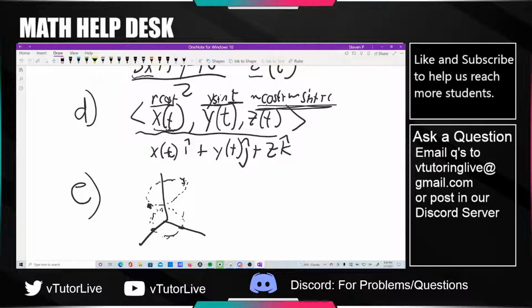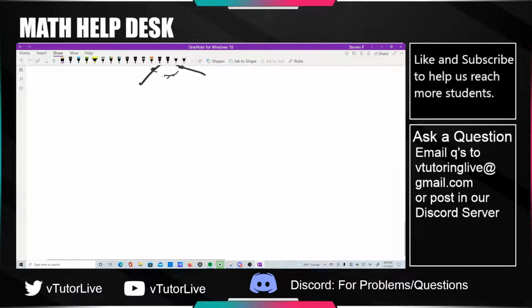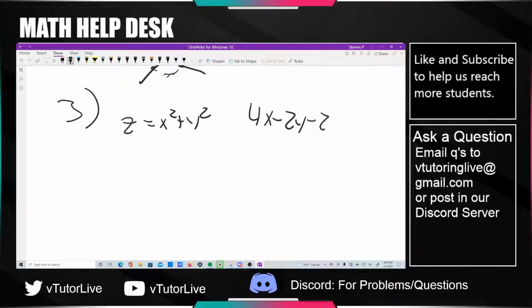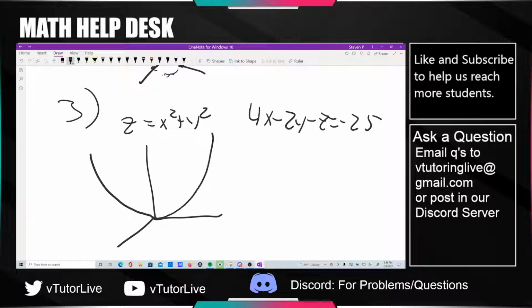That would suck. Alrighty, so the next parts are just similar variations with new surfaces, right? So next one, it's saying, okay, a paraboloid, z is equal to x squared plus y squared, and a plane 4x minus 2y minus z is equal to minus 25. This one's harder to picture. I'm honestly not 100% confident about this one, but let's just charge in anyways, with full confidence.